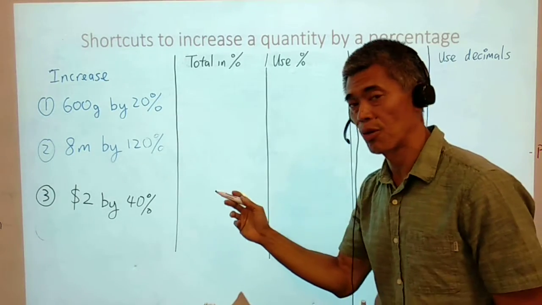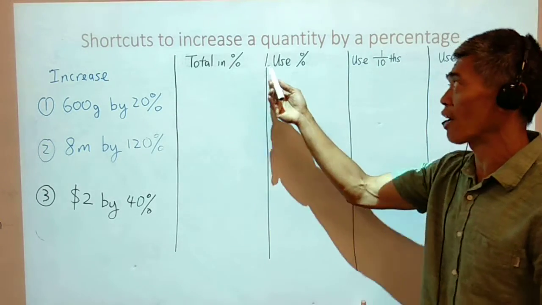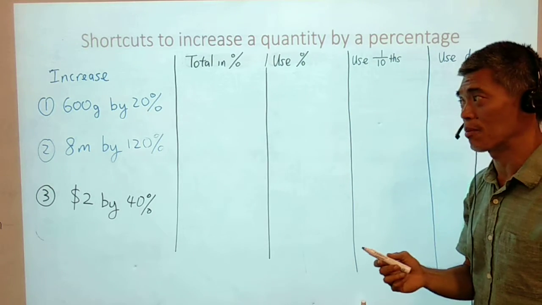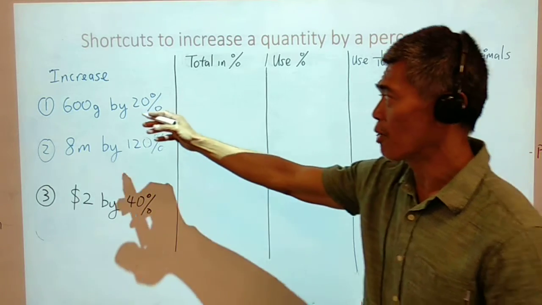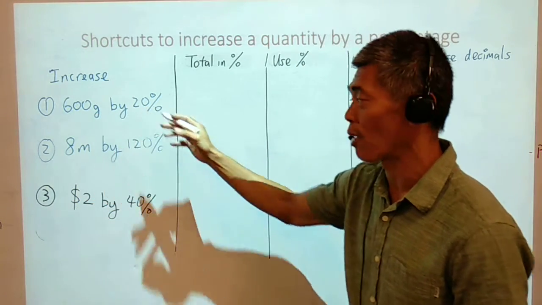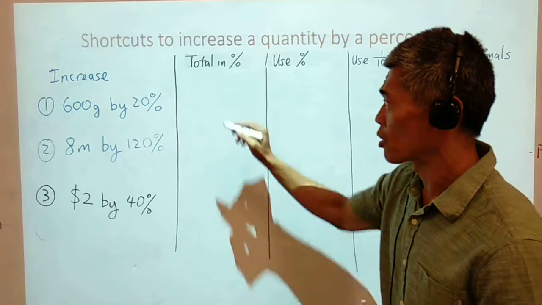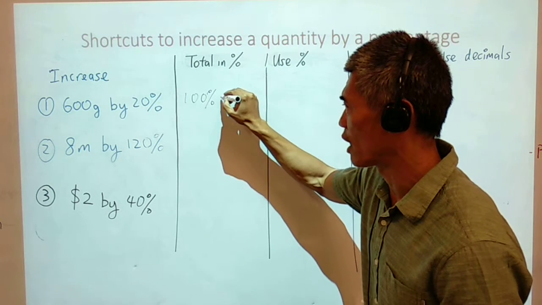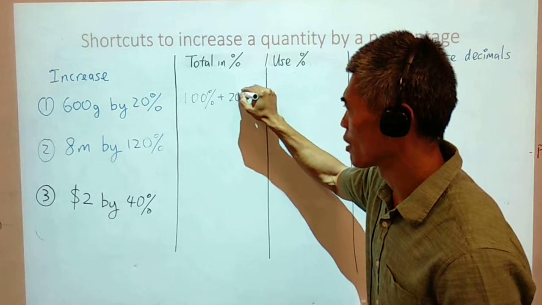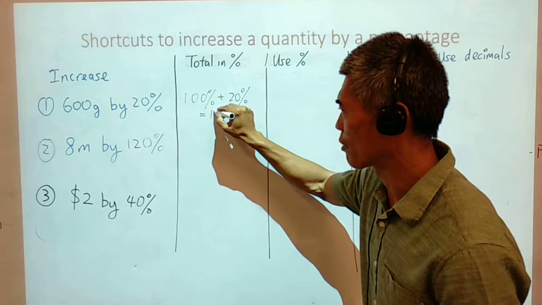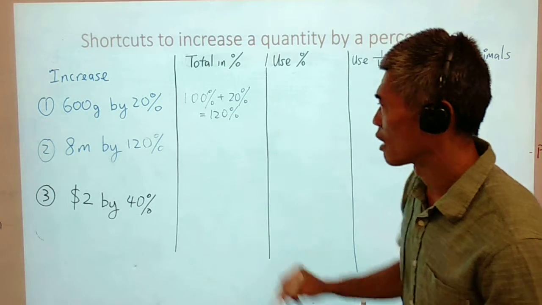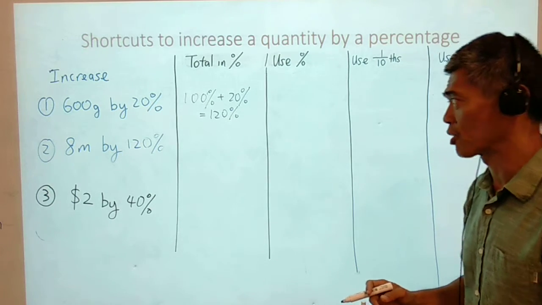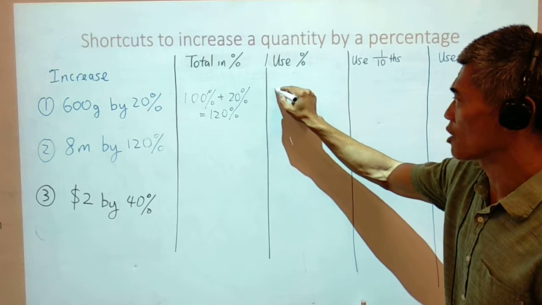So here I want to show 3 different shortcuts to find the final quantity after you have increased it by a percentage. Over here, we're going to increase 600 grams by 20%. So overall we're talking about adding 20% to 100%. This means you have a total of 120%.